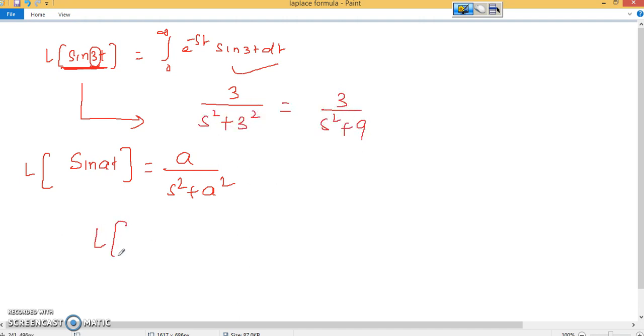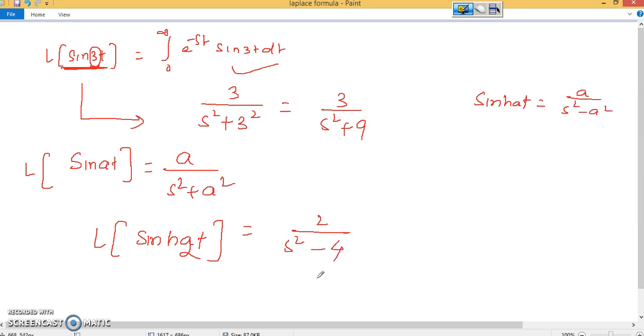Similarly, if you are given to find the Laplace of sinh of 2t, sinh of at we already discussed is a by s square minus a square. So here you can write 2 by s square minus 4. So directly by using this special function formula we can solve these problems.